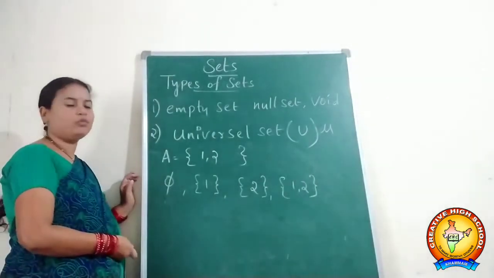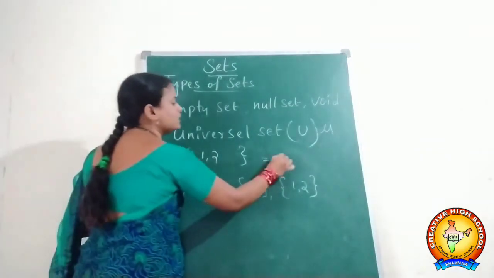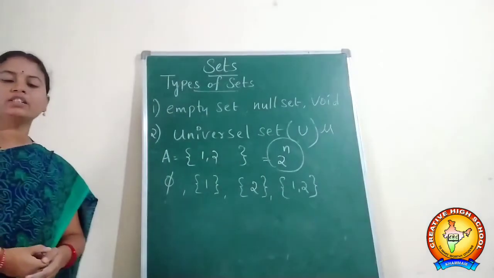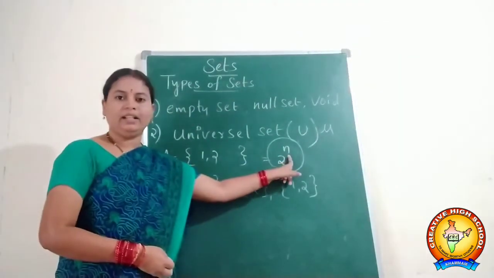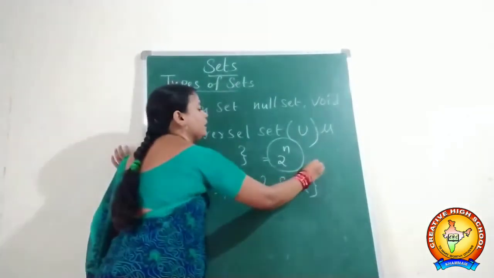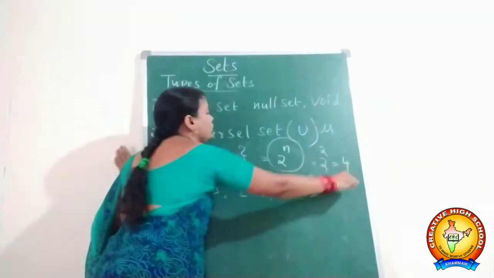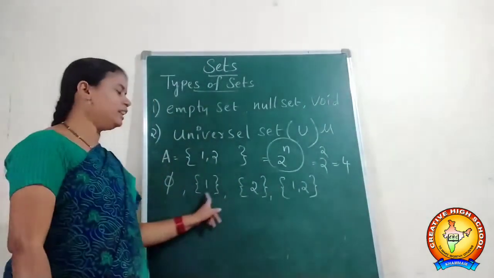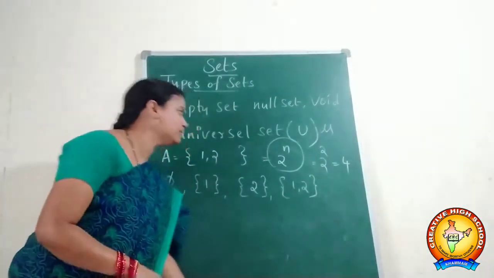So here we have one formula to write the number of subsets, that is 2 to the power of n. For a set, we can write 2 to the power of n subsets. Then what is n? n is the cardinal number of the set. Here the cardinal number of set A is 2. So 2 to the power of 2 is 4. So we can write 4 subsets for the given set. Okay, let us see one more example.